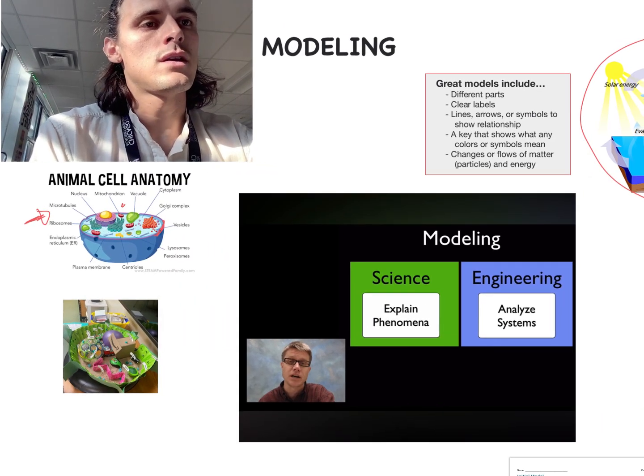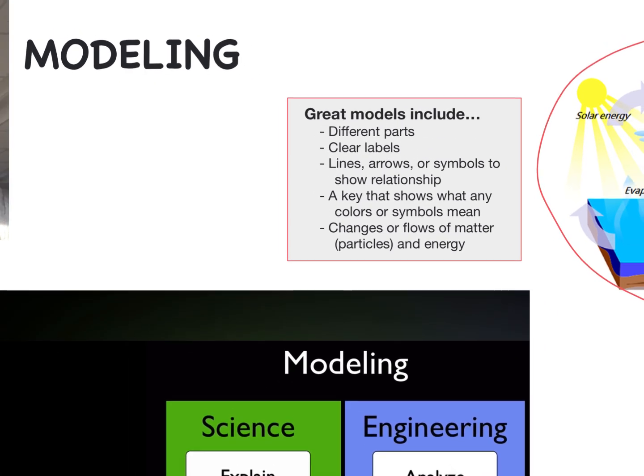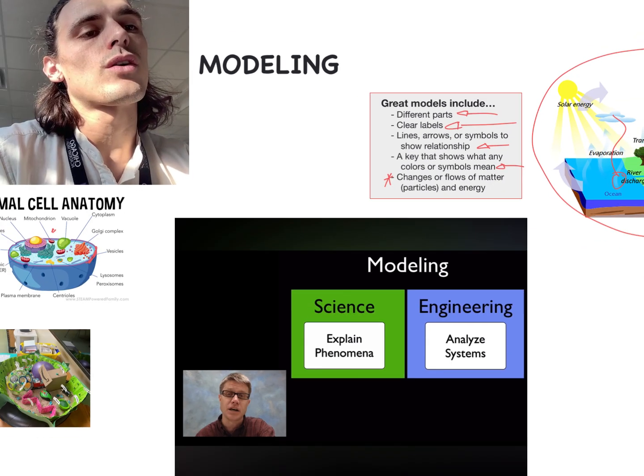In chemistry, and generally in science, great models are always going to include these things. Different parts, clear labels, lines, arrows, or symbols to show relationships. How are things connected? A key, and then specifically for chemistry, we want to include these changes or flows of matter, matter being particles, and energy.